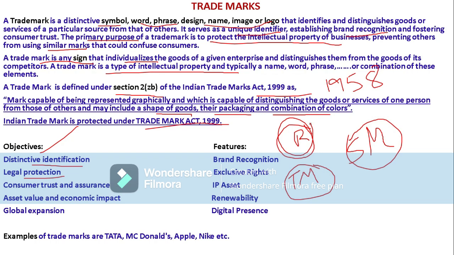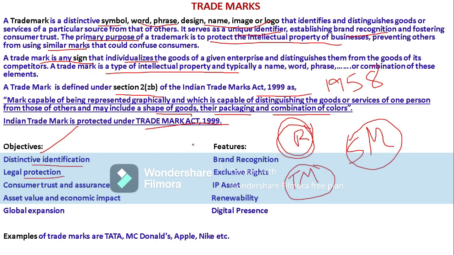So what does legal protection do? It gives exclusive rights to use that mark in connection with specific products or services. It prevents any other competitor, any other person, from creating a similar product or a confusing product or service. So if we say it in one word, legal protection means it guards against unauthorized use.